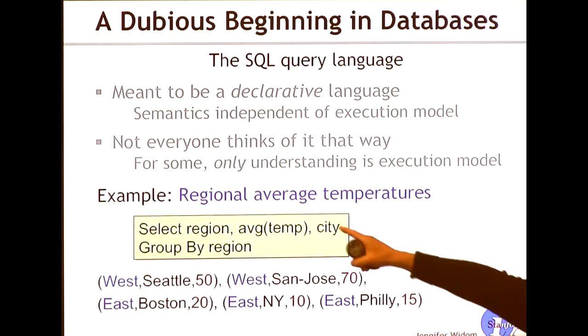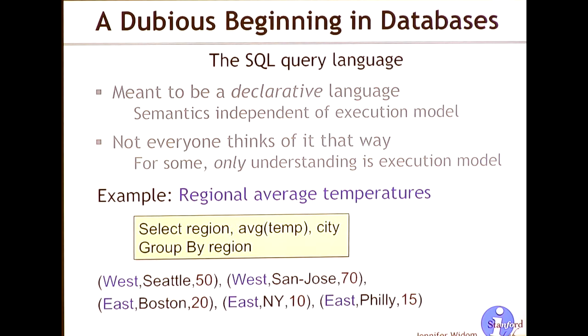All good. Now, what if we add city here? What if we add city? Now, what do you think should happen if we add city to this query? Anybody, what do you think should happen?